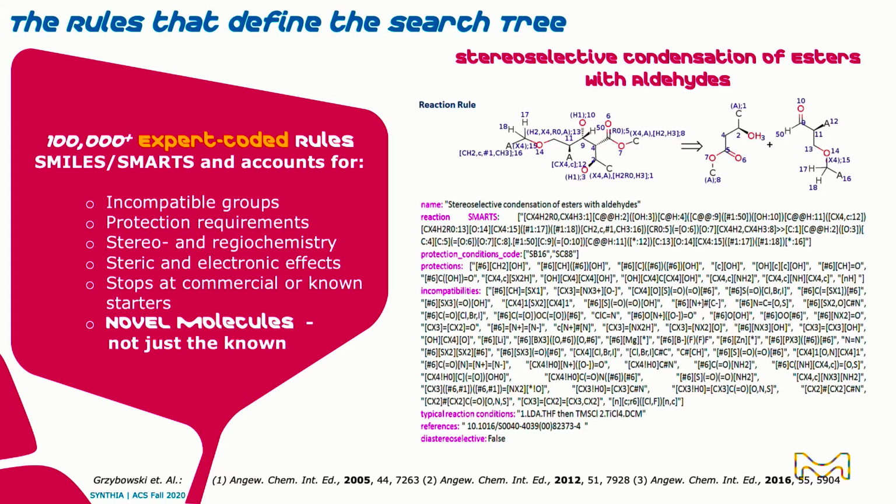However, each rule that exists within the database that gives Synthia that context to be able to expand that graph of possibilities is hand-coded by an expert-level chemist to specifically and systematically account for things such as incompatible functional groups, protecting group requirements within that pathway, stereo and regiochemistry. So where you need an enantioselective synthesis, Synthia is able to give that to you. And it even comes back and stops at those commercially available and known starting materials, allowing Synthia to propose viable pathways to novel molecules, not just what has been published within the literature previously.